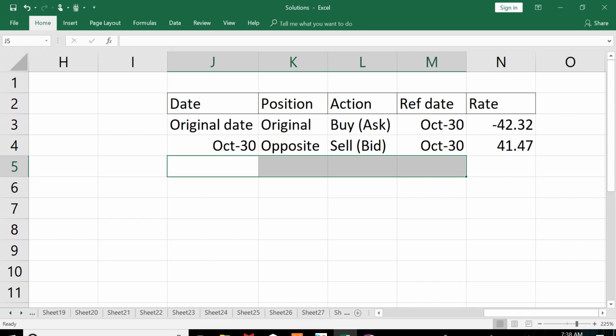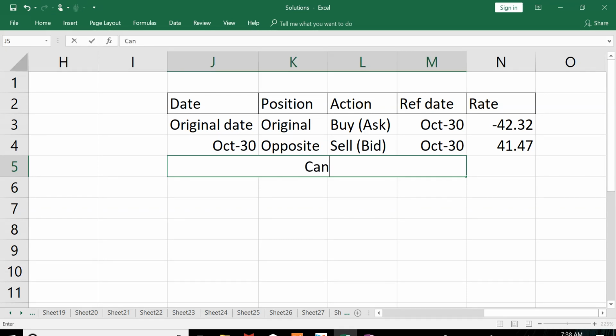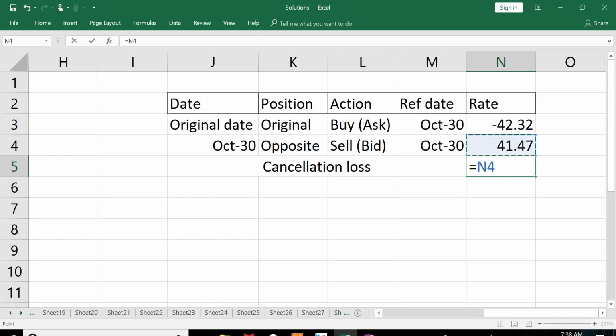Cancellation loss, cancellation loss. This is not my overall loss. I'll come to the overall loss now and the new rate itself. We'll end up writing both.